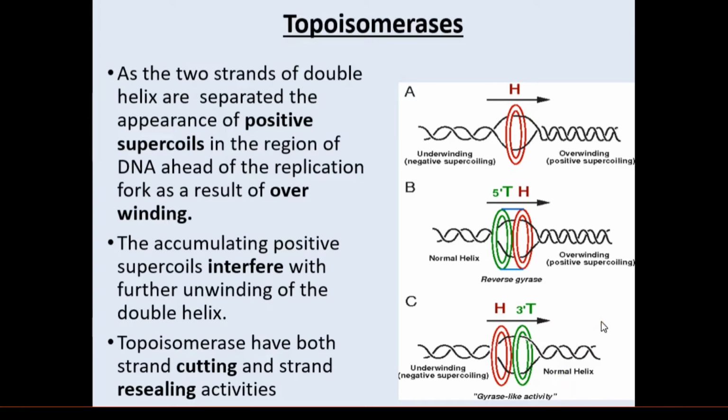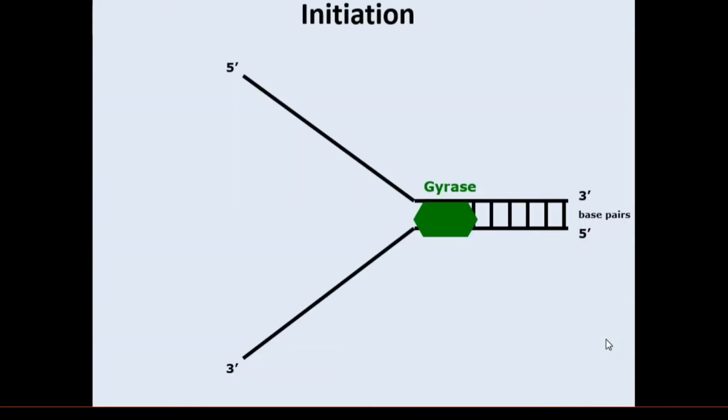So in the initiation step, topoisomerase removes the supercoiling, helicase unwinds the DNA by breaking the hydrogen bonds with the help of ATP, and single-stranded binding proteins keep the two strands separated and untwisted.